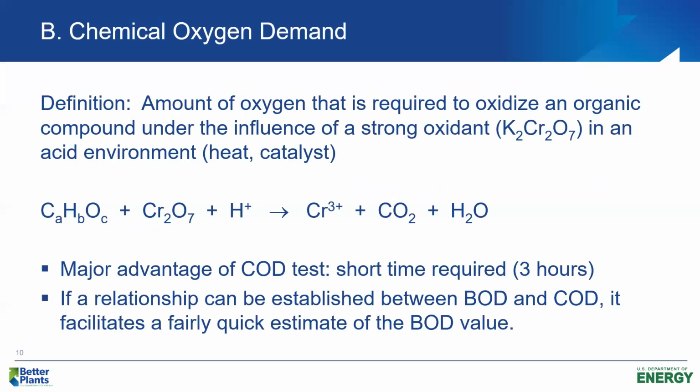Chemical oxygen demand is another way that we can measure the organic content of a wastewater. Except in this test, instead of using bacteria to oxidize the organic matter, we use dichromate, potassium dichromate. Cr2O7 is dichromate. And in this reaction, at a temperature of about 150 degrees C, in the presence of silver as a catalyst, and at a very low pH because we add quite a bit of sulfuric acid, under those conditions, almost any, not all, but almost any organic compound will be oxidized to carbon dioxide and water, regardless of its biodegradability.